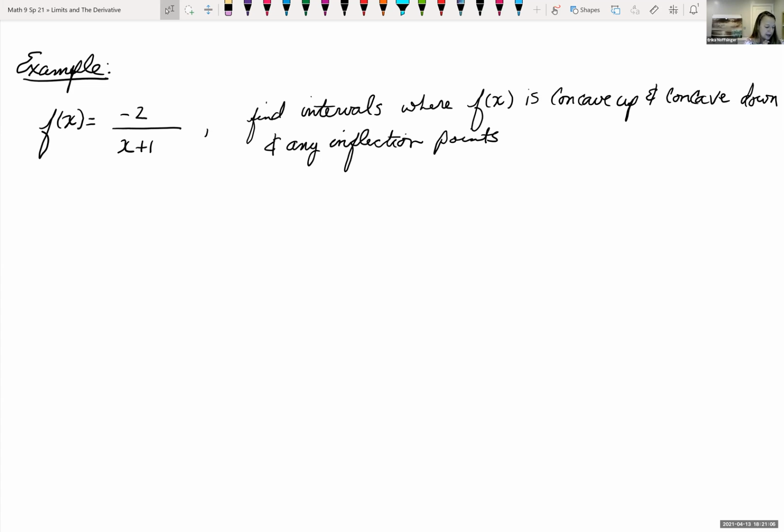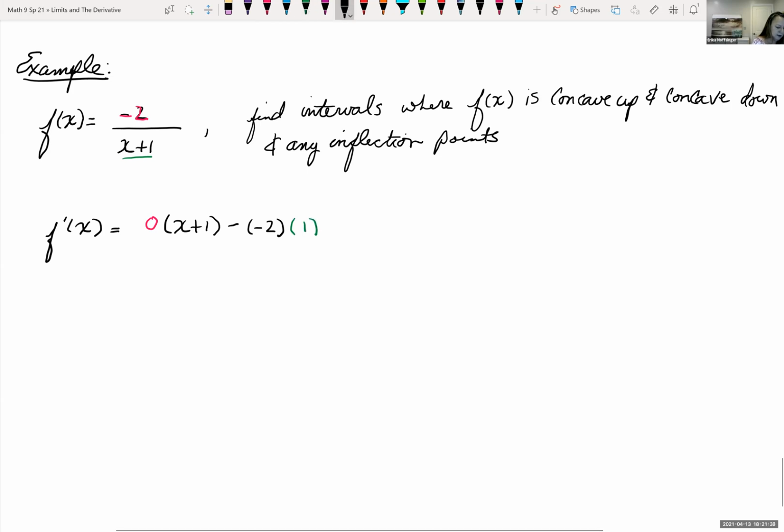And looking at this, I need to use the quotient rule, unless I want to rewrite it. But let's use the quotient rule. So that says we're looking at the derivative of our numerator, but the derivative of a constant is 0. So I have 0 times my denominator, x plus 1, minus my numerator, in this case negative 2, all times the derivative of my denominator. So the derivative of x plus 1 is 1, and this is all over the denominator x plus 1 quantity squared.